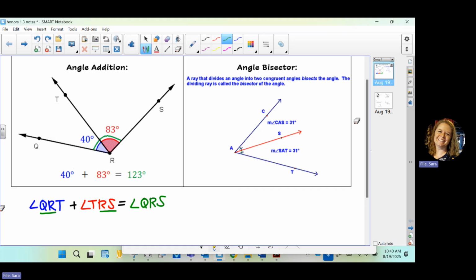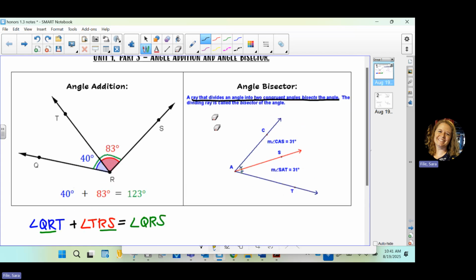So if it says that up there in writing, if you want to highlight, underline, whatever you like to do for your notes, it is into 2 congruent angles. A ray that divides an angle into 2 congruent angles bisects the angle. If you want to add above or below, just bisect, that singular term, that verb. It just means, in simplest terms, to cut in half.